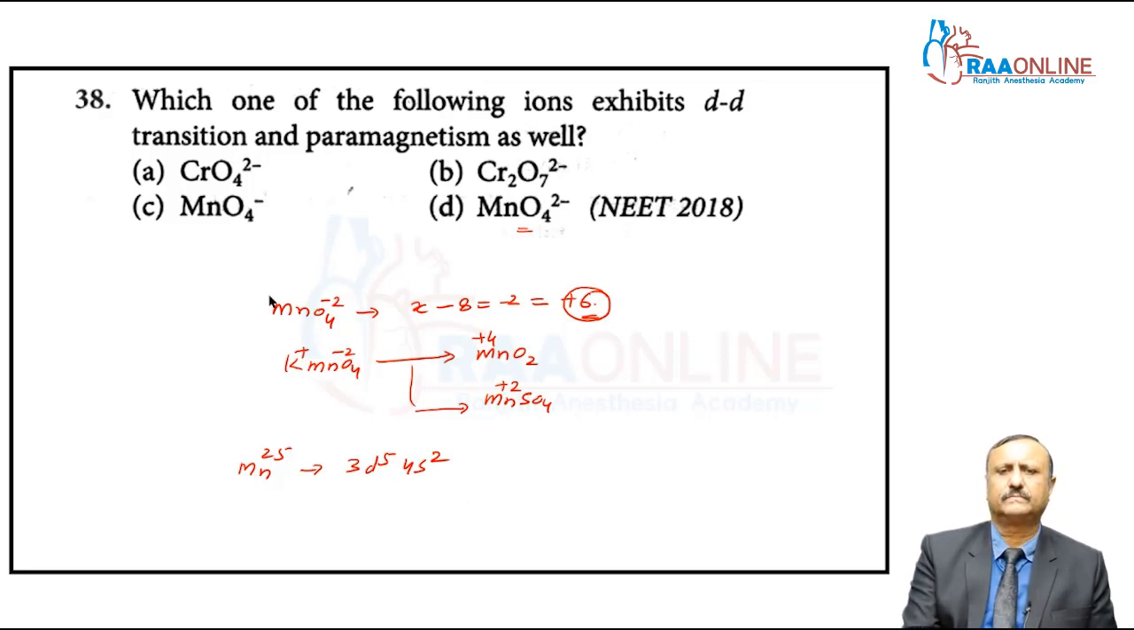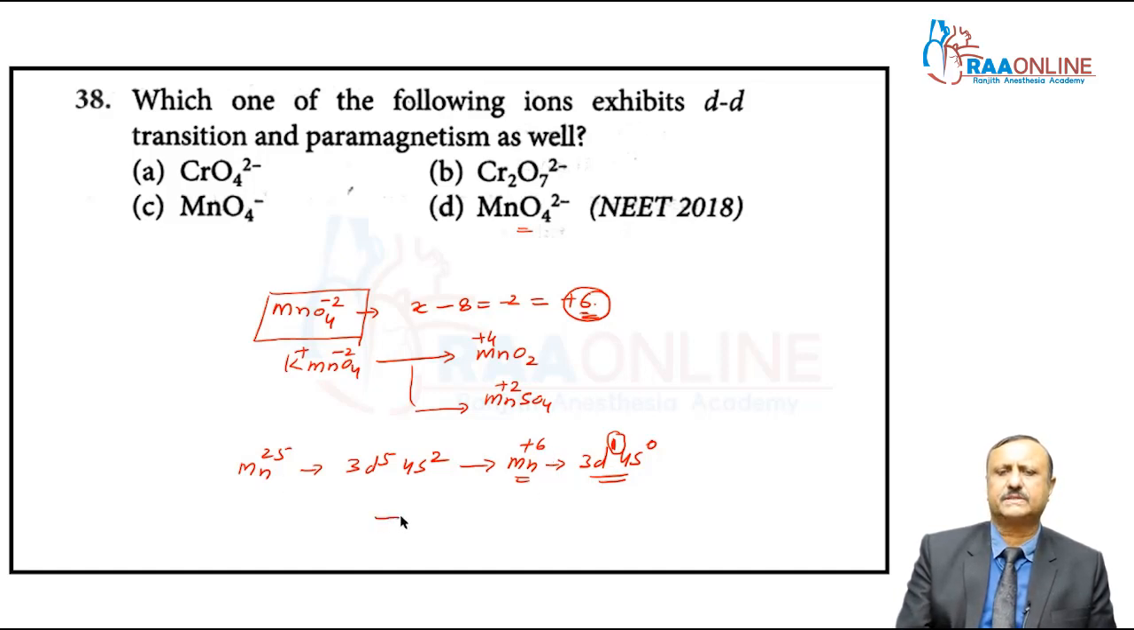In MnO4 2-, the oxidation state is plus 6, which means Mn is converted to plus 6 oxidation state by the removal of 6 electrons. You get 3d1 and 4s0, because 2 plus 4, 6 electrons are removed. So the configuration of Mn plus 6 is 3d1 4s0. Here, my dear students, 1 electron is present in this manganese Mn plus 6.